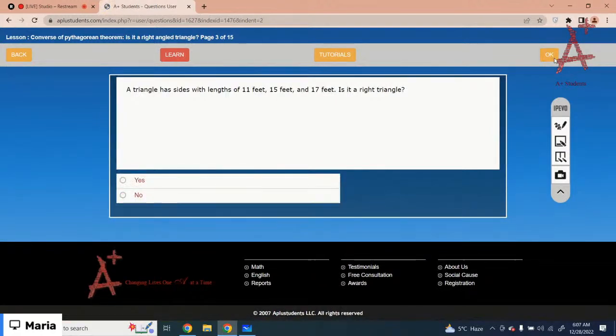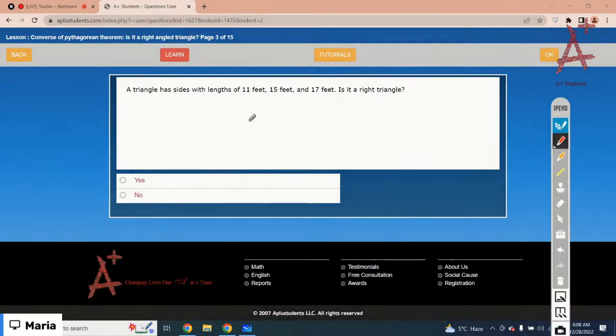Okay, a triangle has sides with lengths of 11 feet, 15 feet, and 17 feet. Is it a right angle triangle? So the largest one is always C. This is C, A, B. Got it? C square equals A square plus B square. It would be 17 square equals 15 square plus 11 square.